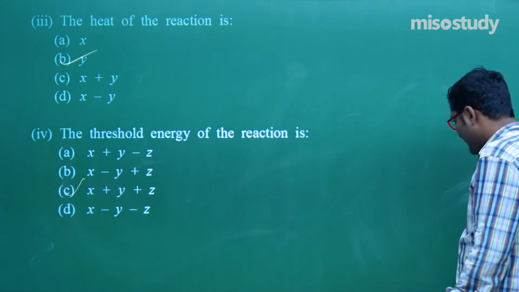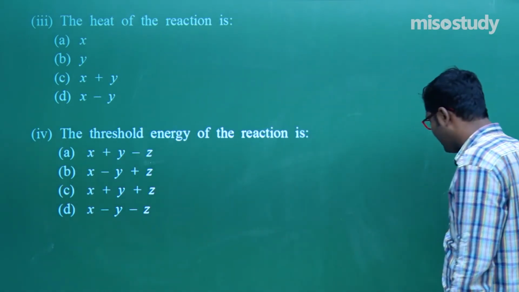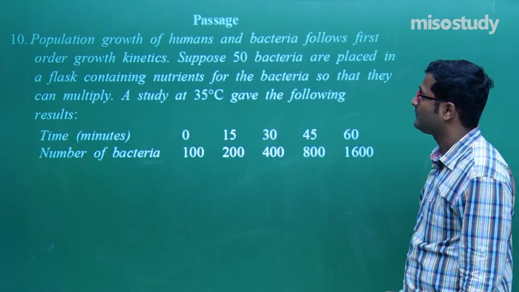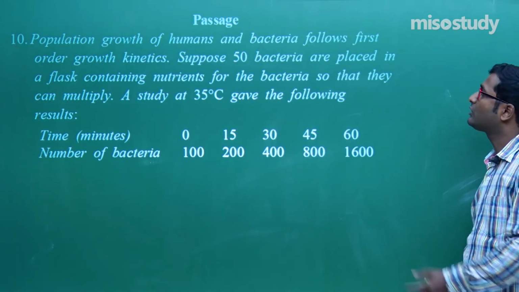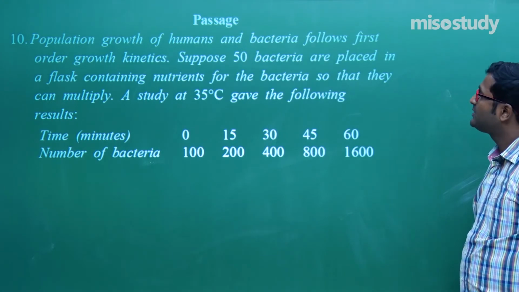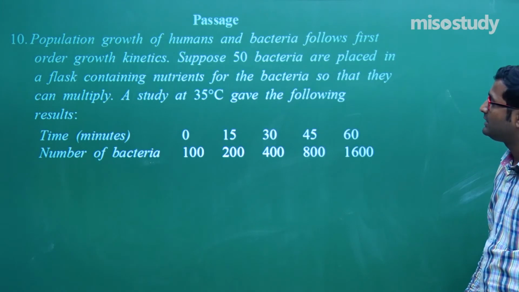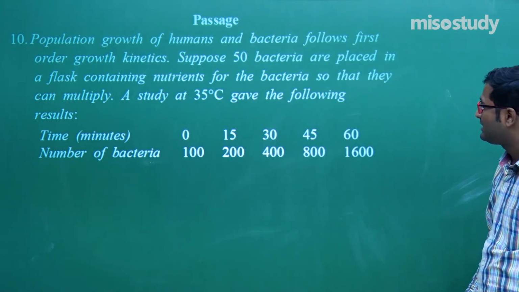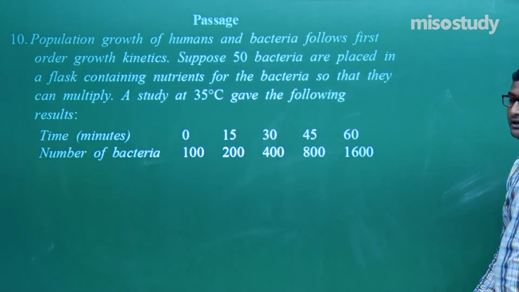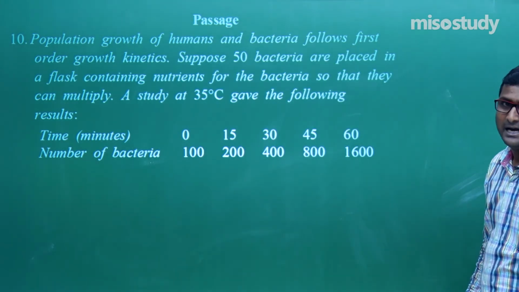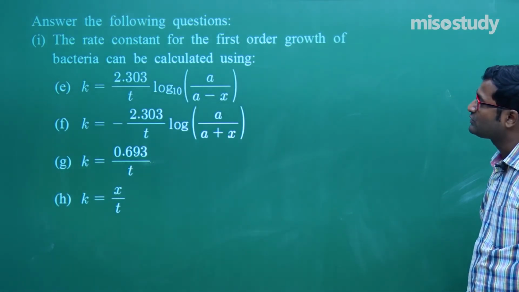I am going to rub this part and move to the next segment, the final question of this session. Now, read the question carefully. This is first order growth kinetics. Suppose 50 bacteria are placed in a flask containing nutrients so that they can multiply. A study at 35 degrees Celsius gave the following result: 0, 15, 30, 45, 60, 100, 200, 400, 800 and 1600. Clear? Now the question: the rate constant for the first order growth kinetics.